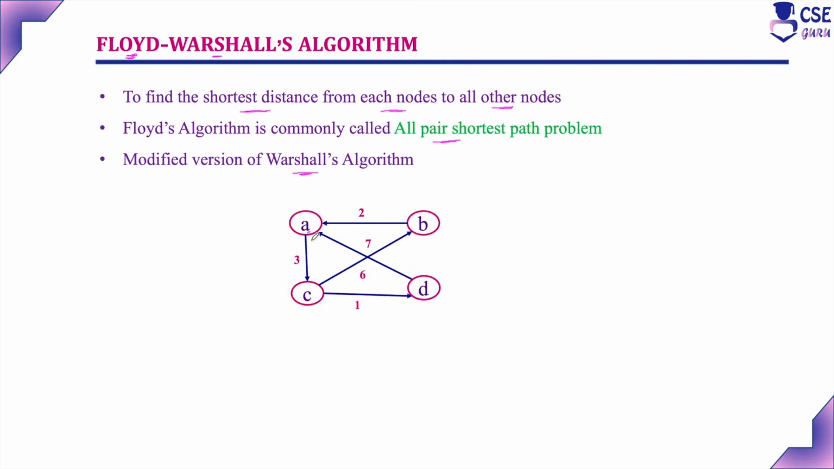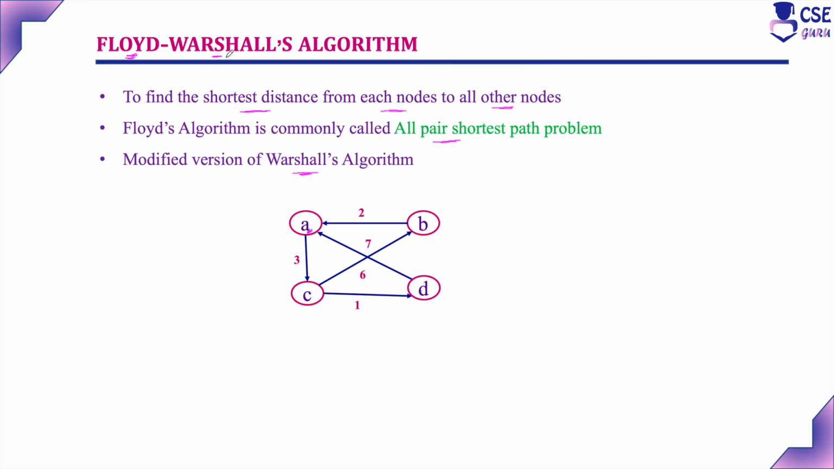If you consider this example graph, with the vertices A, B, C and D, for each vertex, what is the shortest distance from A to B, the shortest distance from A to C, and then A to D? Similarly, for B to A, what is the shortest distance? B to C and B to D. Likewise, we need to find the shortest path from each vertex to all other vertices in the given graph.